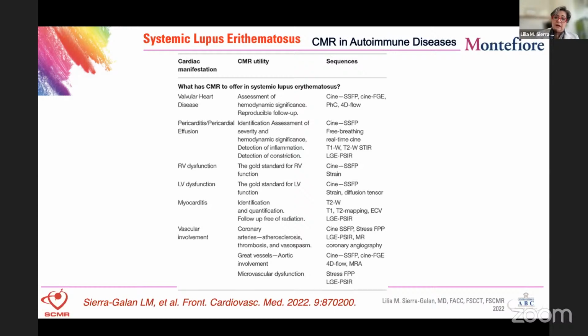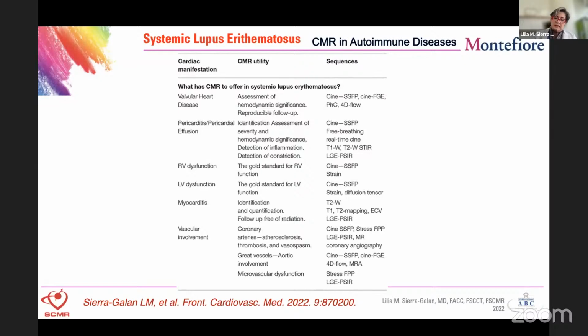And then the vascular involvement, we could see the coronary arteries, the thrombosis, the vasospasm. Obviously, this is better done with CT, but it is possible to do it with CMR. And we are going to see the involvement of great vessels, such as the aorta or the pulmonary arteries. And we are going to be able to identify the microvascular dysfunction, which is another mechanism of the endothelial dysfunction and the cause of heart failure, as I mentioned before.